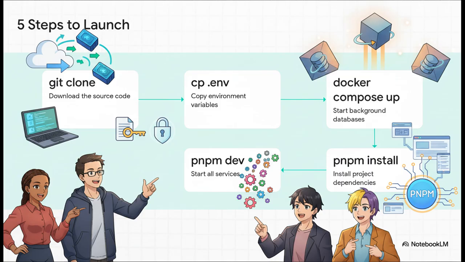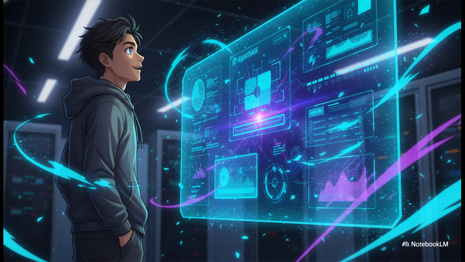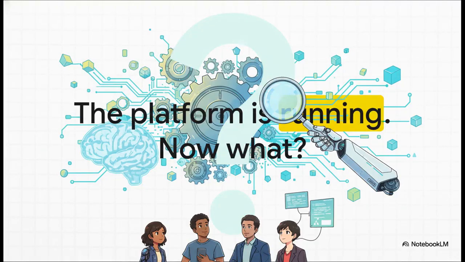That's literally it. And boom, just like that, you're live. The entire platform is running. Go ahead and pop open your browser to localhost 3000, and you should see the Agentbase dashboard right there waiting for you. Okay, so the engine is running, which leads to the big question. What now? How do we actually turn this into a real working AI app?